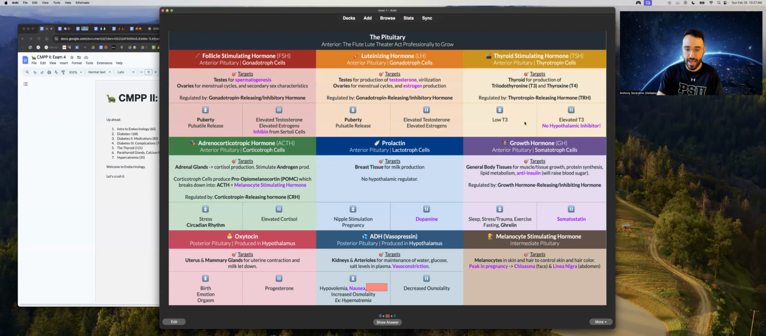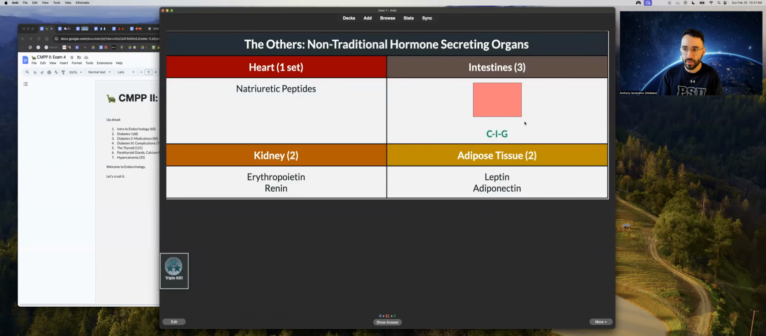Hypovolemia, nausea, mannitol for vasopressin. And was that a stimulator or an inhibitor? I don't remember, but it was bottom left corner of that box, so I know it's a stimulator of vasopressin. Intestine, CIG, cytokines. Incretin, not inhibin, incretin lives here. Inhibin is in the ovaries. G here is going to be ghrelin.